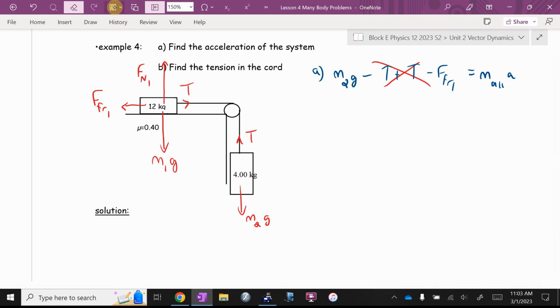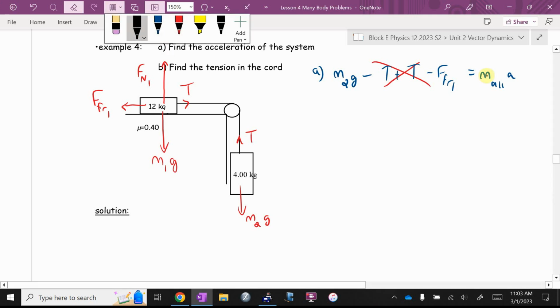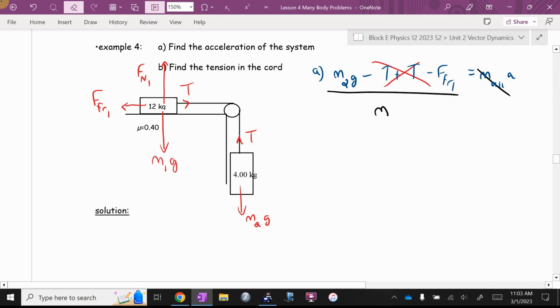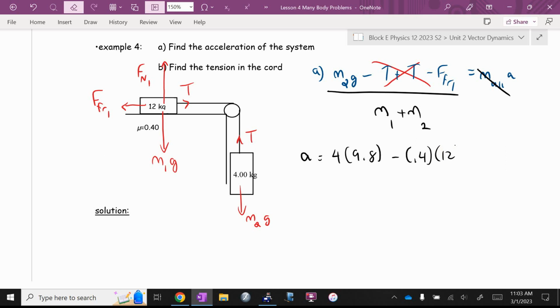Oh, and since we're trying to find A, do you mind? I'm going to go like this right away, Aryan. Let's see what we get. We're going to get A equals M2 4 G 9.8 minus friction, which is mu times the normal force. You know what? It's going to be mu mg in this case. It's going to be 0.4 times 12 times 9.8 all over 4 plus 12, or 12 plus 4.